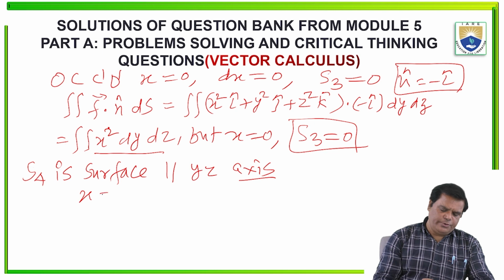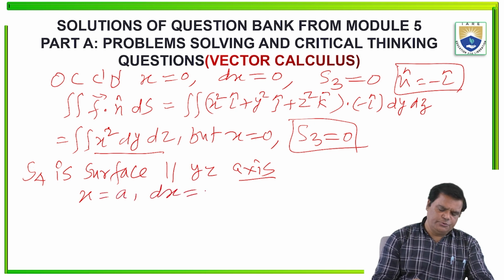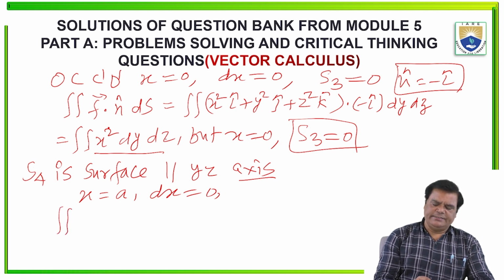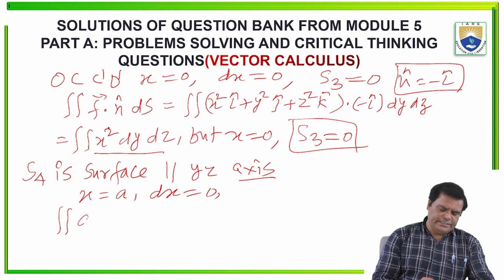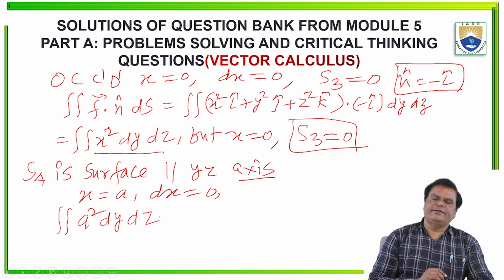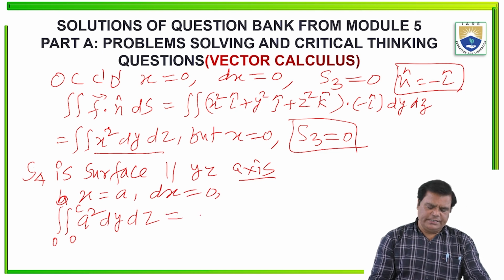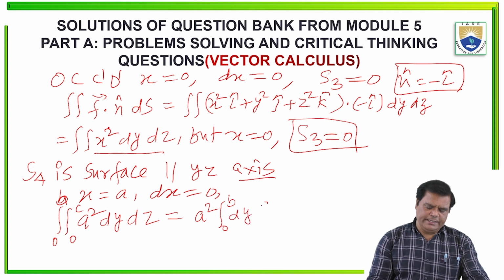Here x equals a, so dx equals 0. Now the integration here is x square dy dz. x square is a square, so we integrate dy dz, with y from 0 to b and z from 0 to c. After solving we get a square, integral 0 to b dy, and z here.